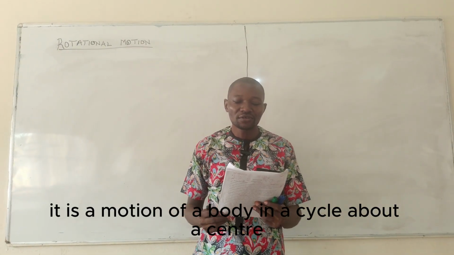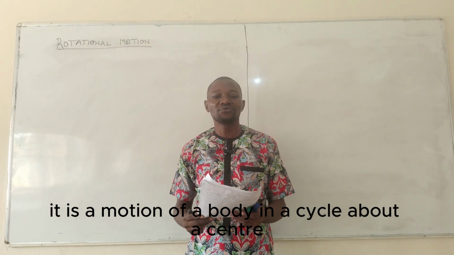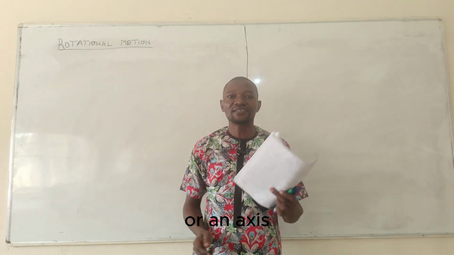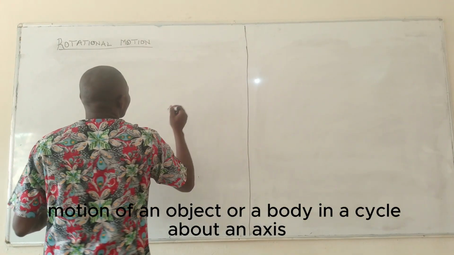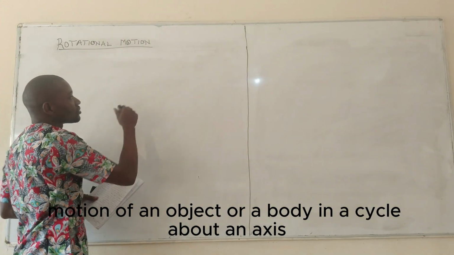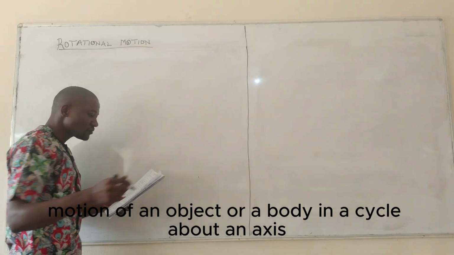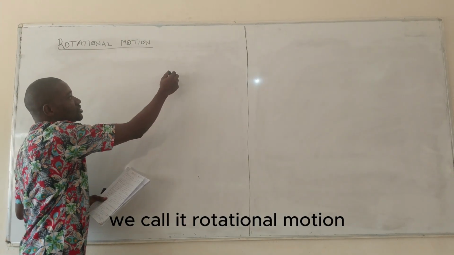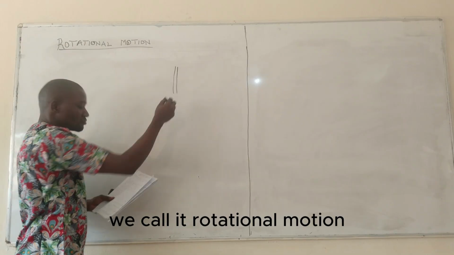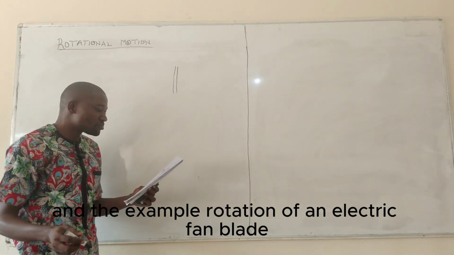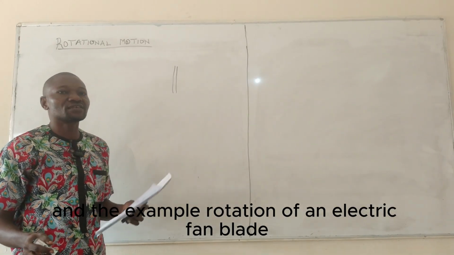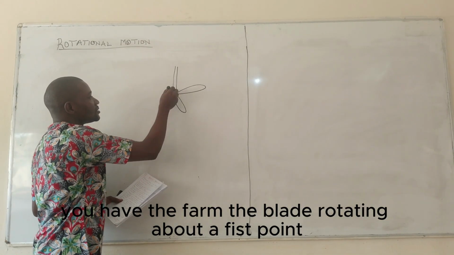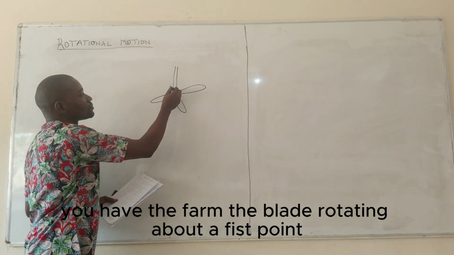It is a motion of a body in a cycle about a center or an axis. We call it rotational motion. An example is the rotation of an electric fan blade. You have the fan blade rotating about a fixed point.